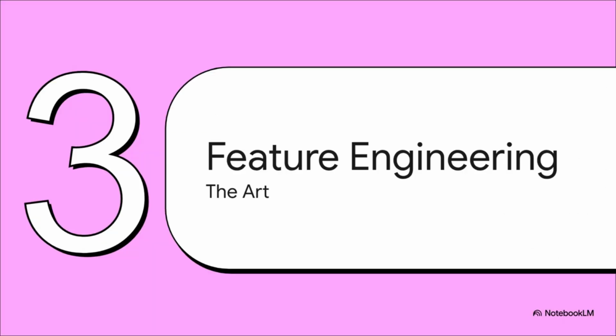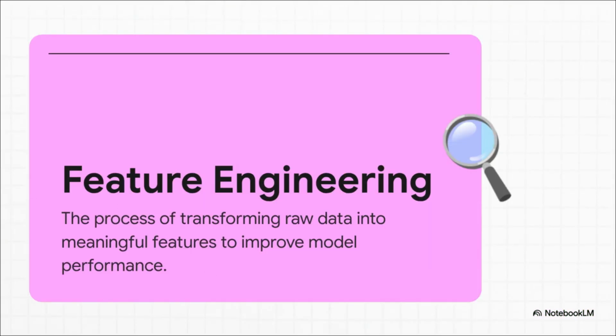Okay, so once our data is clean, we move on to what many people consider the most creative part of the entire pipeline: feature engineering. This is where we go from just having data to having meaningful information. This is really the art of choosing the right signals for our model to focus on. For example, if we want to predict whether a student will pass an exam, we don't just give the model their name.